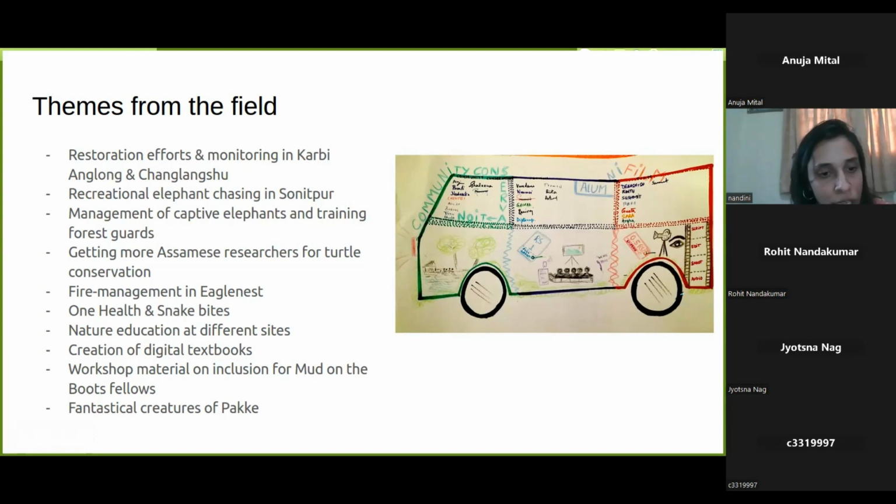I have another colleague of mine, Ram, who's an artist who has a dream of thinking about fantastical creatures of Pakke. Because he has a disability, he's not able to go into the forest, but he wants to put this out to anybody, as an exhibition or as a book, and that is also a theme that has arrived from the field.